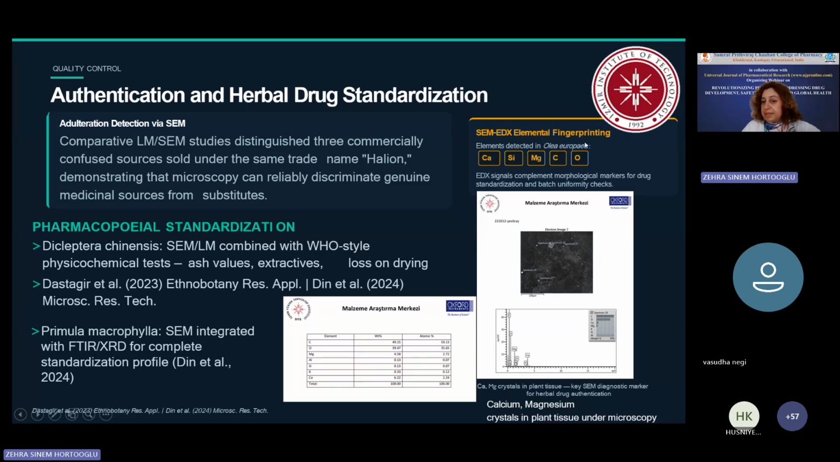For example, this species is Olea europaea, another name is olives. The elements detected are calcium, silicon, magnesium, carbon, and oxygen. EDX signals complement morphological markers for drug standardization and batch uniformity checks. Calcium and magnesium crystals in plant tissue, and we see them under the microscope. It is very important.